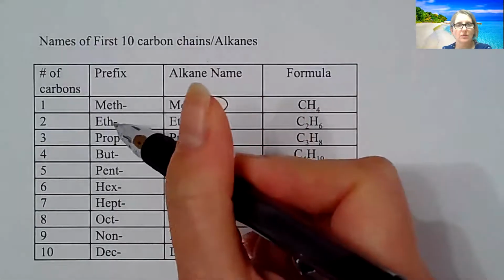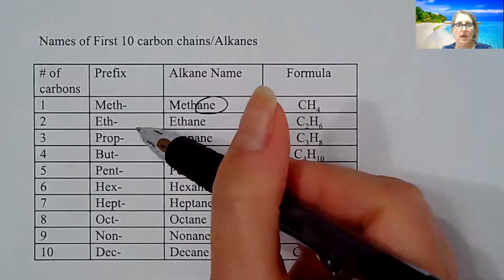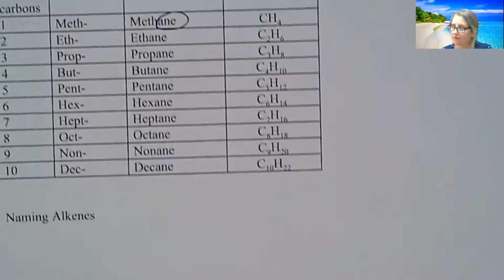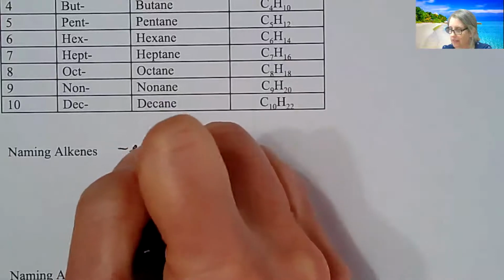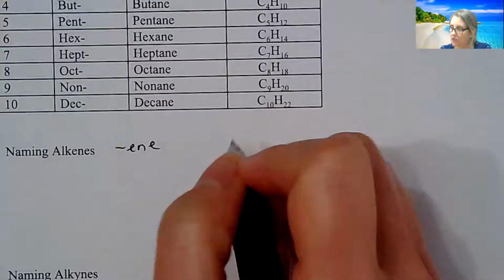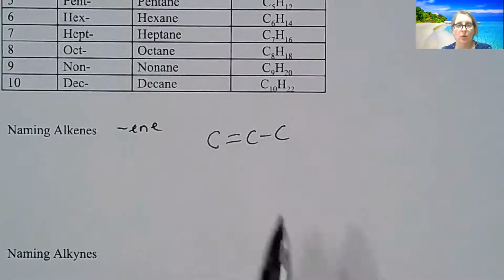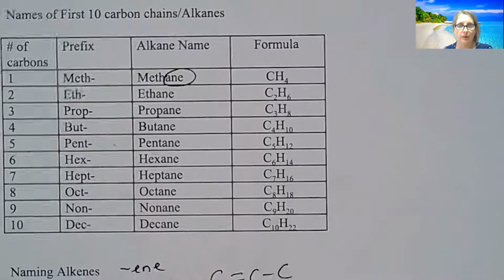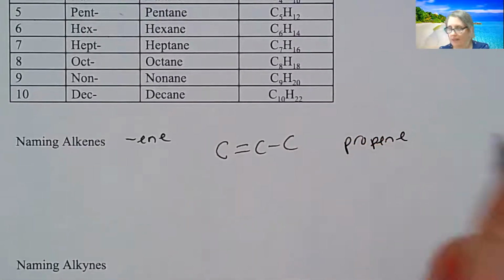So you're going to use the prefix and end it in -ane if you have 1 carbon and 4 hydrogens. So on and so forth, as you see down through the formulas. So if I am naming alkenes, a double bonded molecule, they're going to end in -ene. Okay, so if I take a molecule that we drew before with a double bond and I have 3 carbons, 3 is always going to mean prop, okay? But this is going to be named propene because it has a double bond.